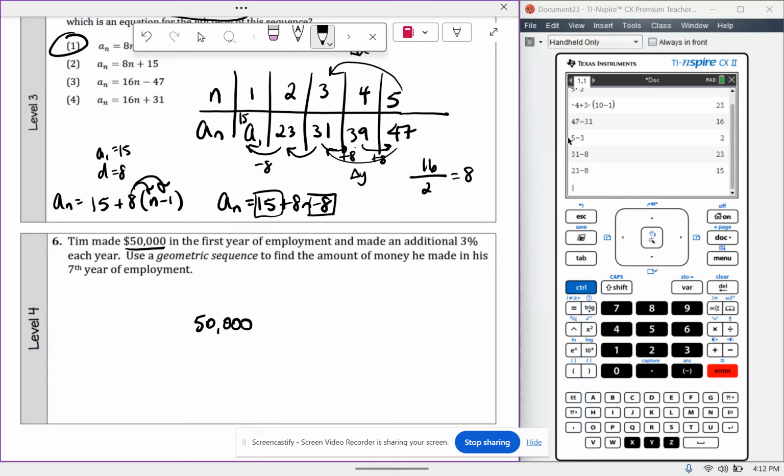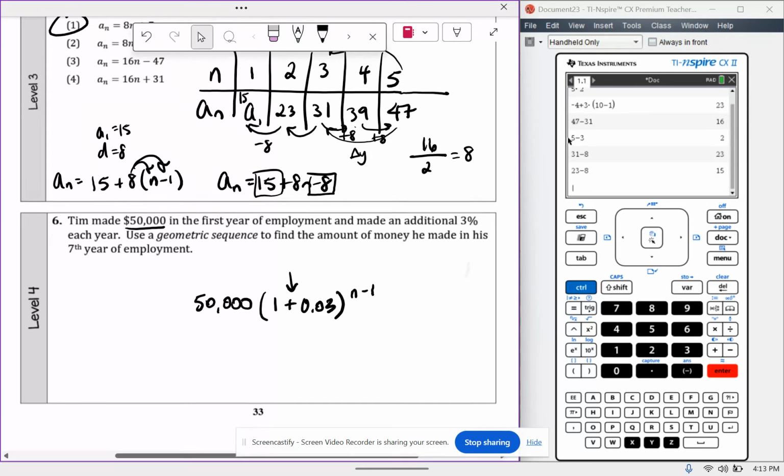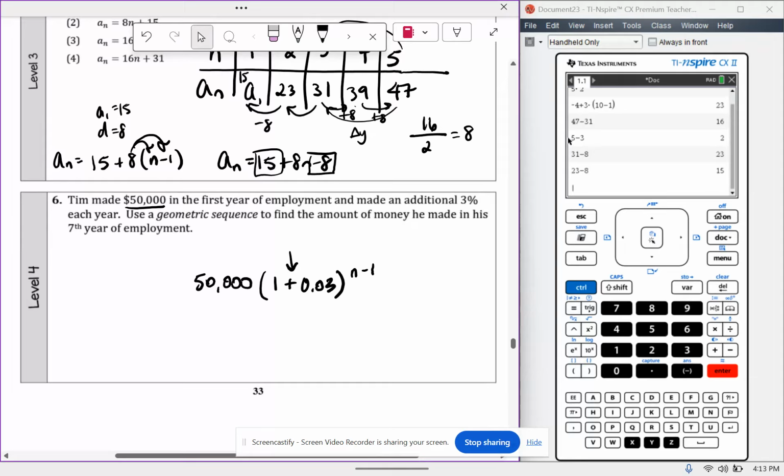Well, I think I'm going to make a little equation. And I have a multiplier of the 3% growth. Since it's growth, I'm going to be adding it to 1. And then this is going to be to the n minus 1, okay? So if I have a sub n is equal to 50,000 times 1 plus 0.03 to the n minus 1.